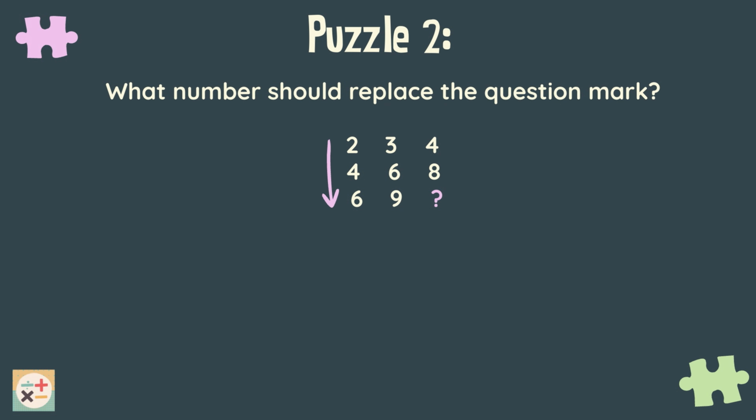Let's see if there is a pattern with the columns. The numbers in the first column increase by 2 each time, as we work our way down the column. Then by 3. Then 4.